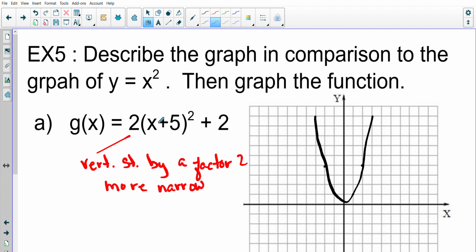The plus 5 means we shifted to the left 5. The plus 2 means we went up 2. So our new vertex is at the point negative 5, positive 2. So our old vertex was here at 0, 0. Negative 5, 2 means go left 5 and up 2. 1, 2, 3, 4, 5, 1, 2. So there's our new vertex. And our axis of symmetry, our fold line, is the line x equals negative 5.